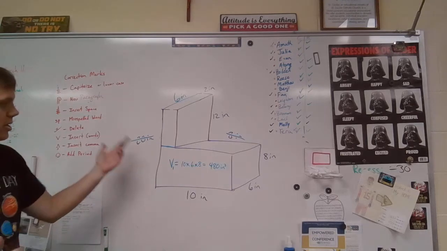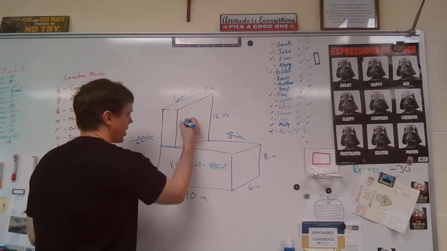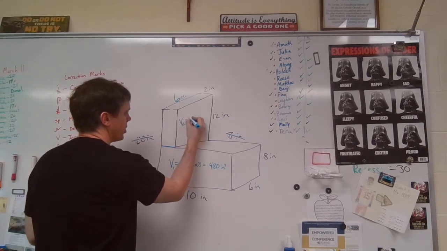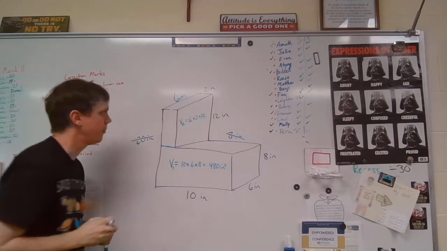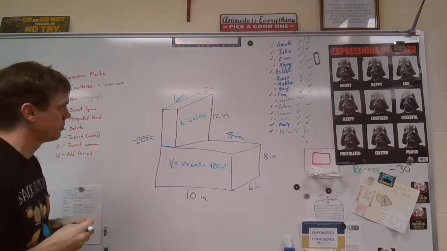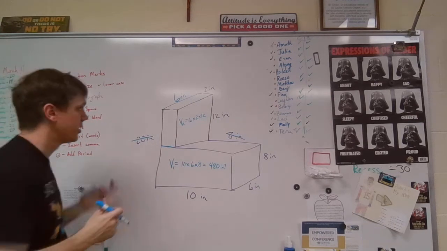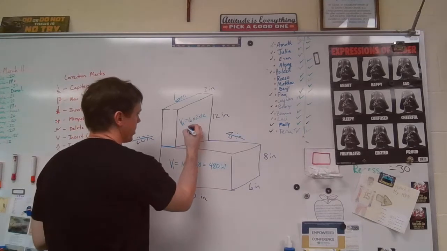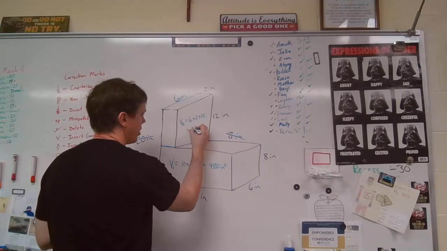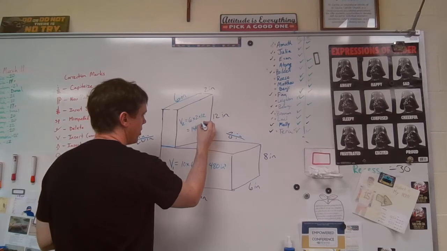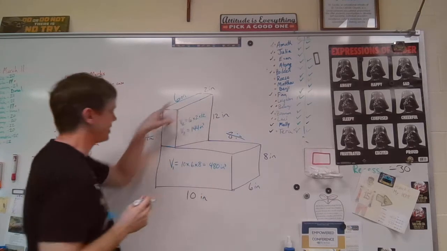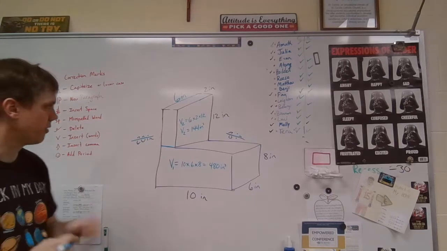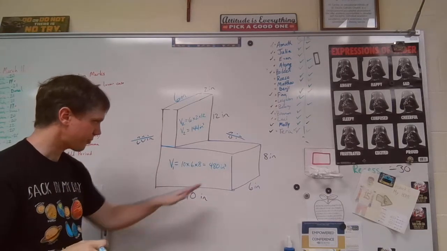Okay? So that means that the volume of this second little box that's sitting up here is going to be 6 times 2 times 12. Okay? Obviously, you're just going to multiply these together. 6 times 2 is 12. 12 times 12 is 144. Okay? So now we know that volume 2, the second box up here, is 144 inches cubed.